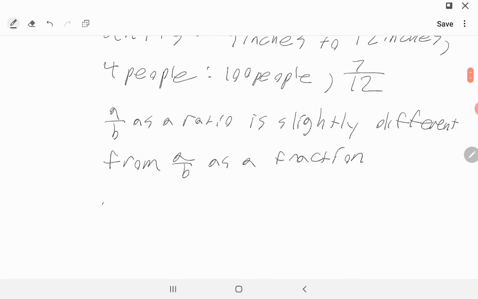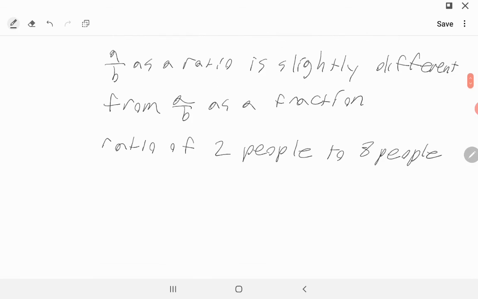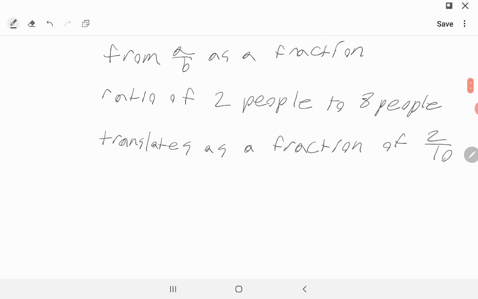So the ratio of 2 people to 8 people basically means 2 people do something, 8 people don't. So you might say 2 people drink Dr. Pepper, 8 people don't drink Dr. Pepper. That would translate as a fraction of 2/10. I don't think we're going to have to deal with that much for this class, but it's something to be aware of if you have to deal with ratios in more detail.